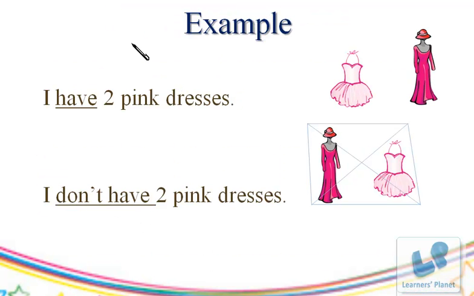Now, children, we will see some examples in which we convert positive sentences into negative sentences. So, let us start. The first one is, I have two pink dresses, which means these two pink dresses belong to me. Now the negative sentence will be, I don't have two pink dresses, which means these two pink dresses do not belong to me. Okay, children?